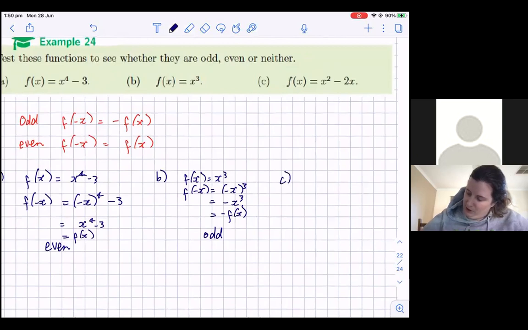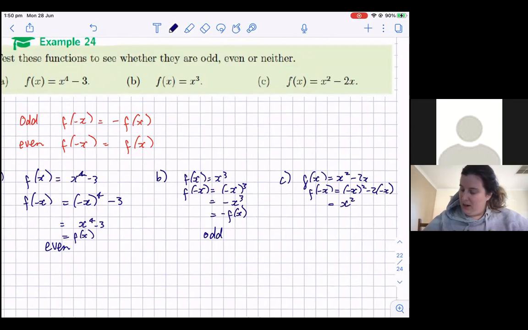C, we've got f of x is x squared take 2x. F of negative x is negative x squared take 2 times negative x. So we're going to end up with negative x squared is just x squared, but negative 2 times negative x is plus 2x. So it's neither. So it went a bit weird.